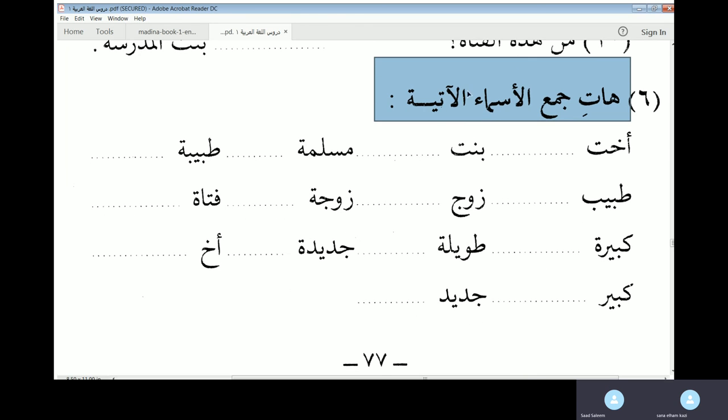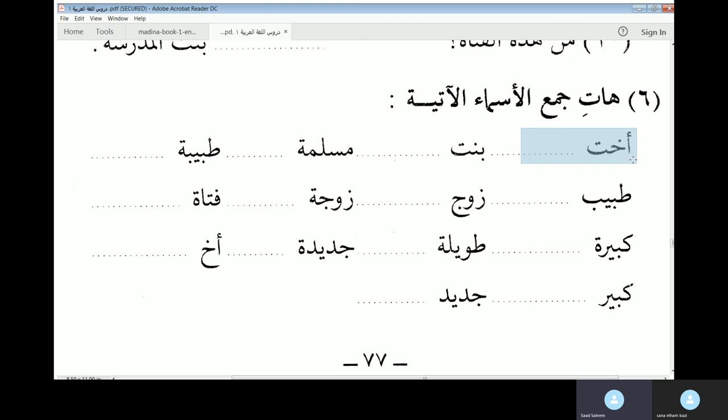هاتي جمع الأسماء الآتية. What do you mean, هاتي? Bring. Okay, bring plural of the following names. أختن is a sister, and أخواتن is sisters. بنتن, girl or daughter. بناتن, daughters.